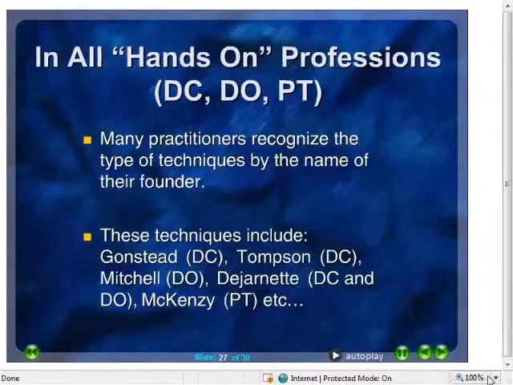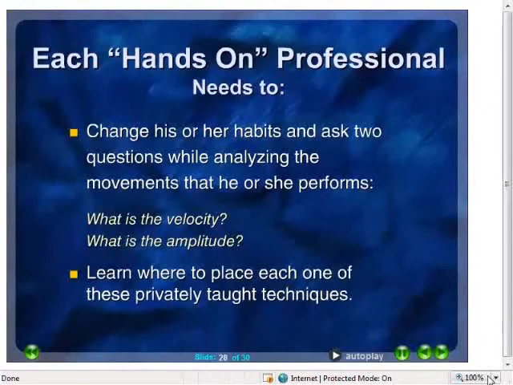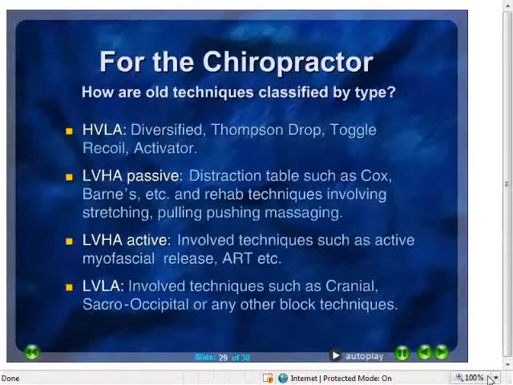Hands-on techniques are used by all professions: chiropractors, osteopaths, and physical therapists. Many practitioners recognize the type of techniques by the name of their founder. These techniques include Gonstead, Thompson, Mitchell, Desjardins, McKenzie, etc. Each hands-on professional needs to change his or her habits and ask 2 questions while analyzing the movements that he or she performs. What is the velocity and what is the amplitude? Learn where to place each one of these privately taught techniques. How are all techniques classified by type?